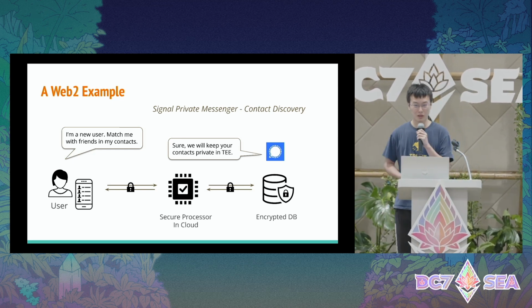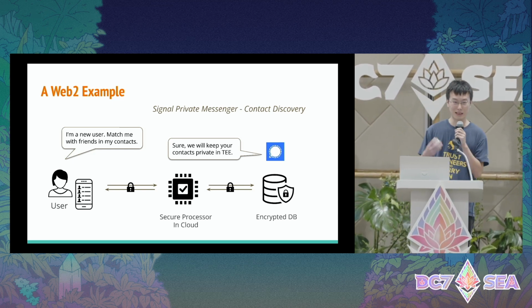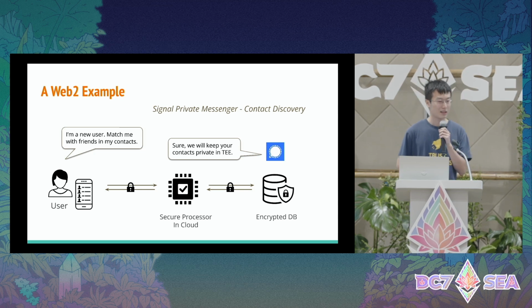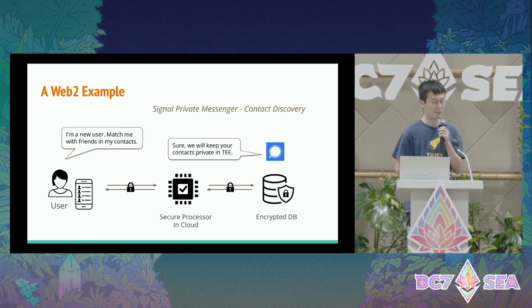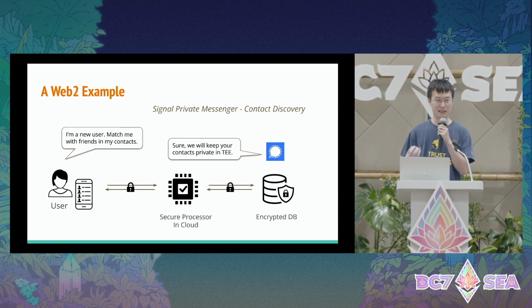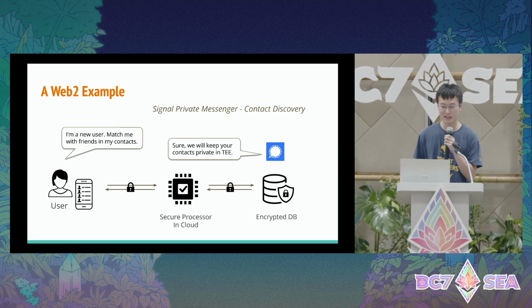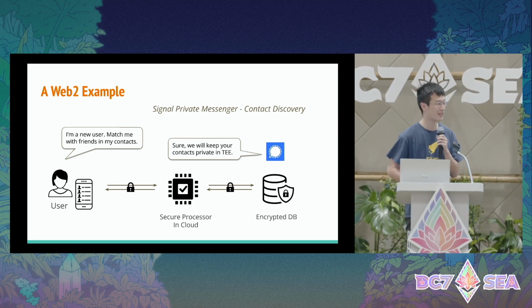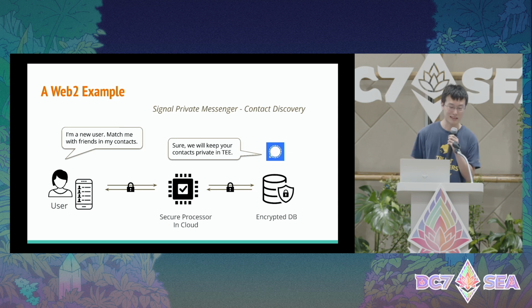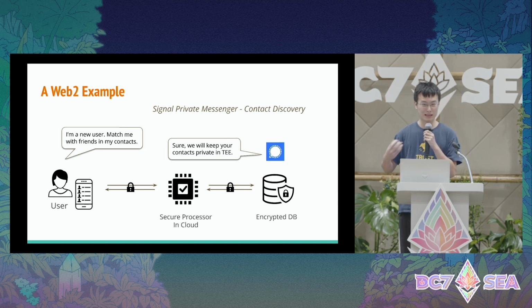But as a user who cares about privacy, this immediately raises a red flag. So Signal, a messenger app that advertised privacy in their value proposition, said, no worry, we will keep your contacts private in our TEE. So basically, we will have this secure processor, if you trust Intel, that will process your contacts and match it with our users' data in our encrypted database. Okay, so everything's encrypted.